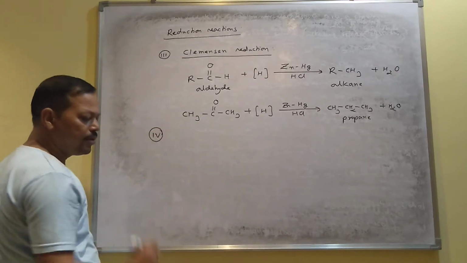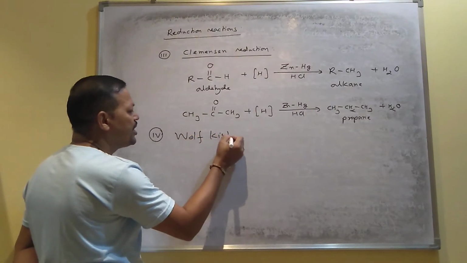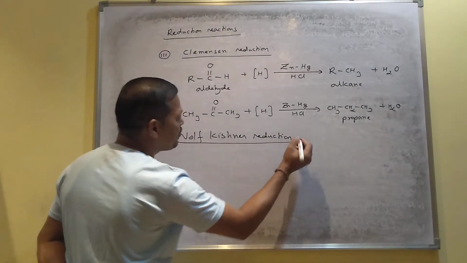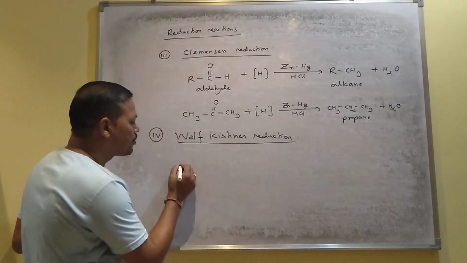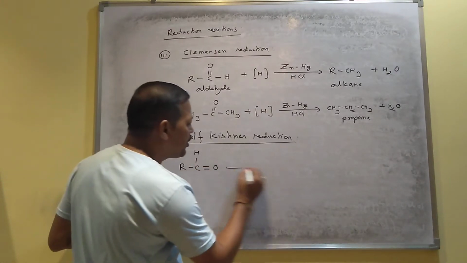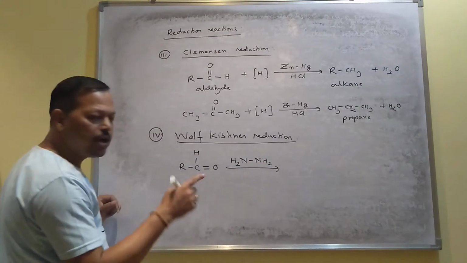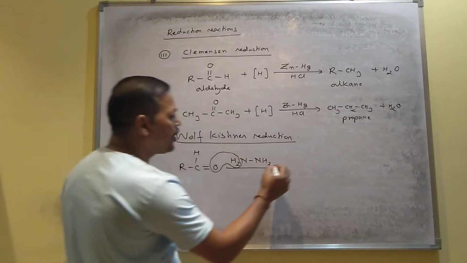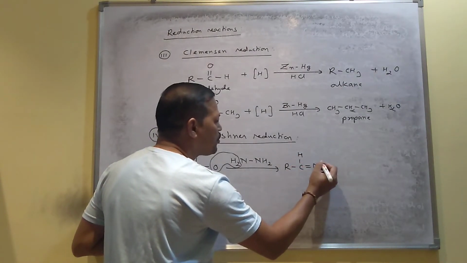Then another reduction, number 4, which is called Wolff-Kishner reduction. This is another naming reaction. Wolff and Kishner carried out this reaction, that's why the reduction is called Wolff-Kishner reduction. This is aldehyde, RCHO. When aldehyde reacts with hydrazine, this is one example of ammonia derivative, which you already have got, then the hydrogen combines with oxygen to produce water and the remaining part will join like this, RCH double bond N NH2, which is called hydrazone.